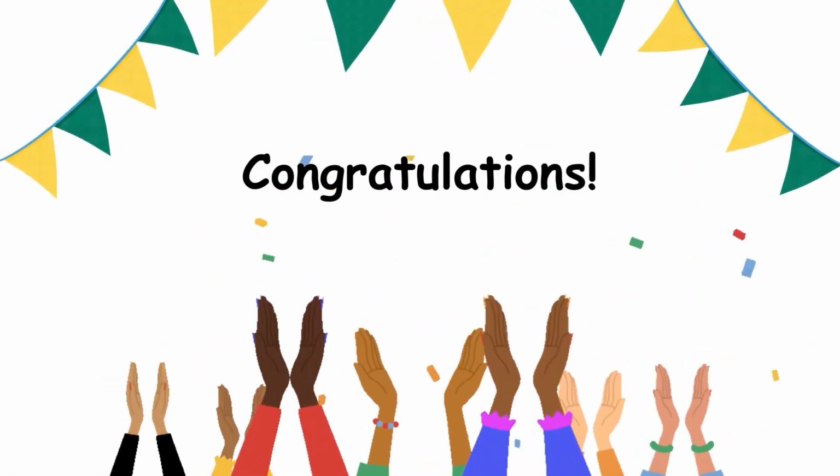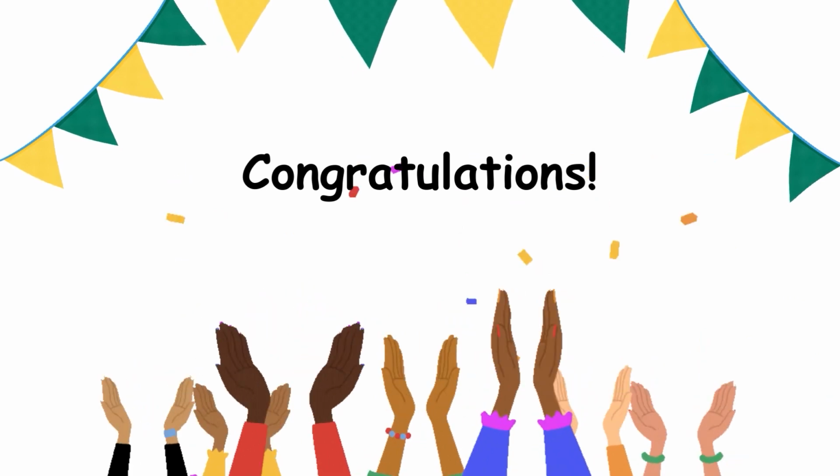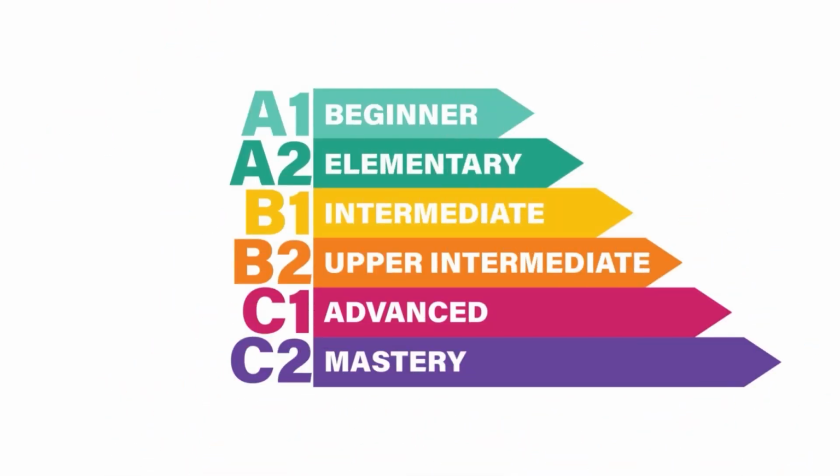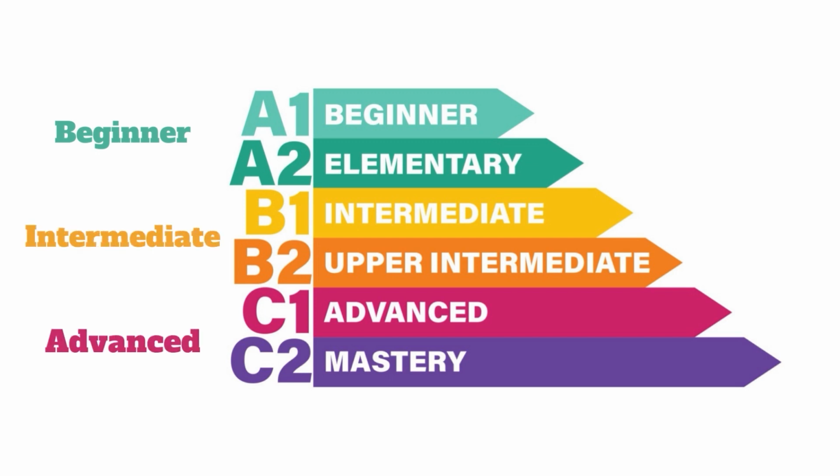Congratulations! That was the last question. As I said at the beginning of the video, depending on the number of right answers you got, your English ability can be described. A1 and A2, beginner. B1 and B2, intermediate. C1 and C2, advanced.